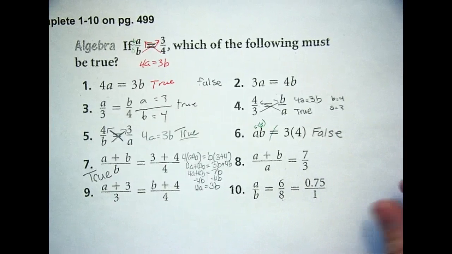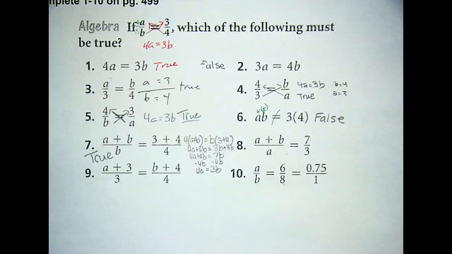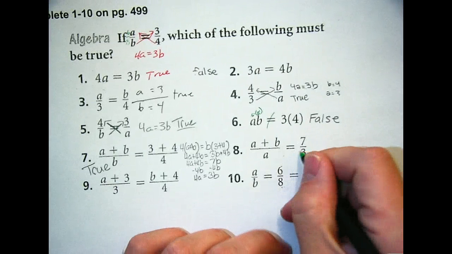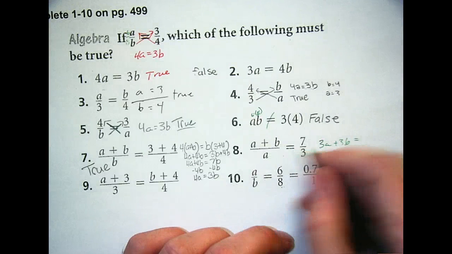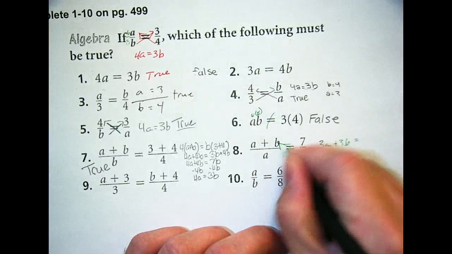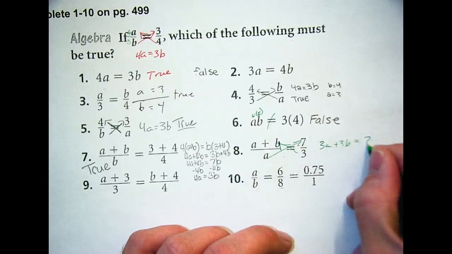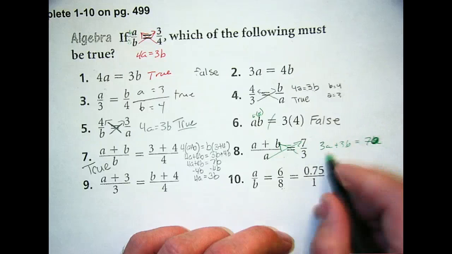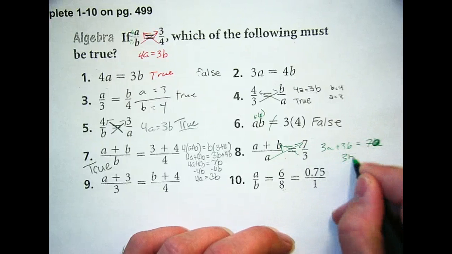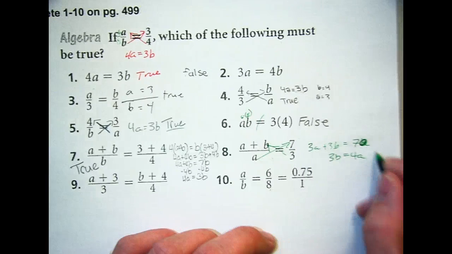Number 8. Who says true? Who says false? True or false? Yes. Very good. We got it? 3A plus 3B equals 7A. So when I cross multiply, I distributed the 3 right away, 7B or 7A, excuse me. Okay, we subtract the 3A over. We get 3B equals 4A. That is true.